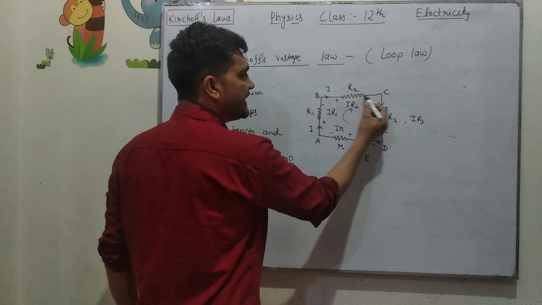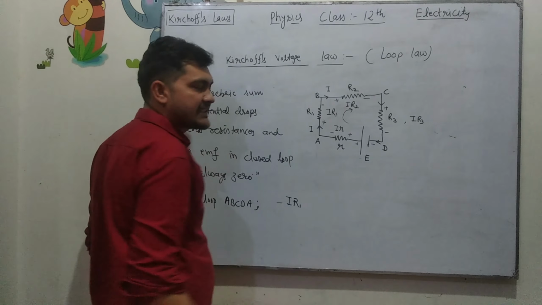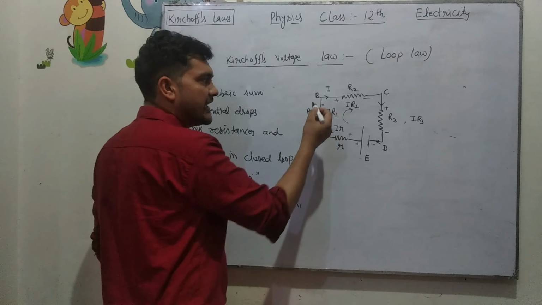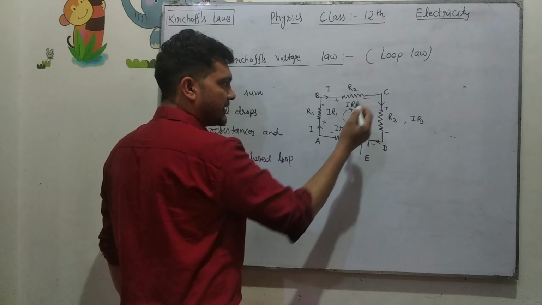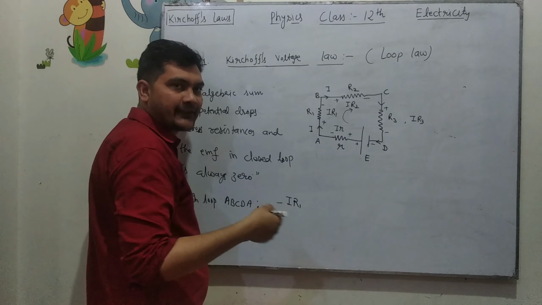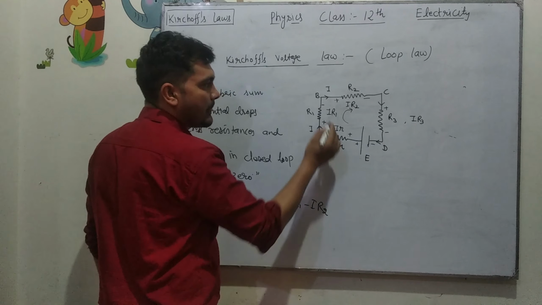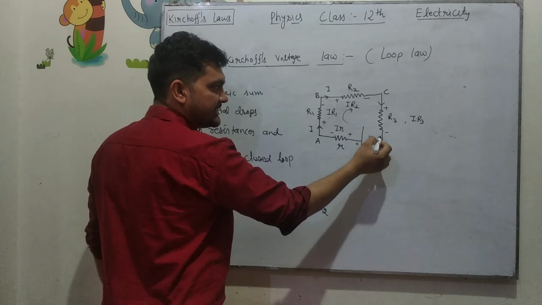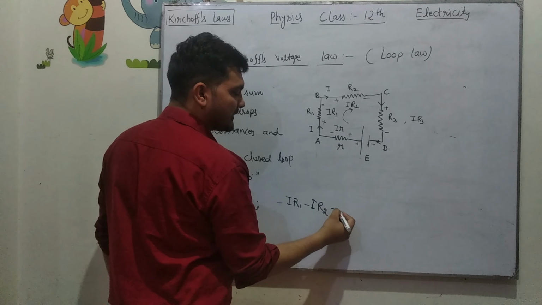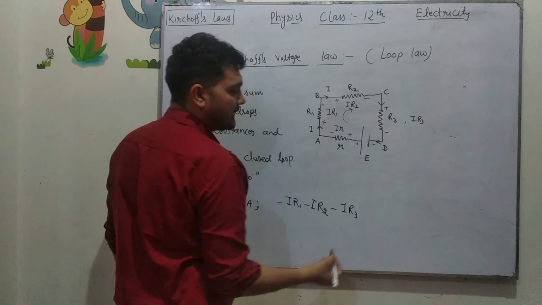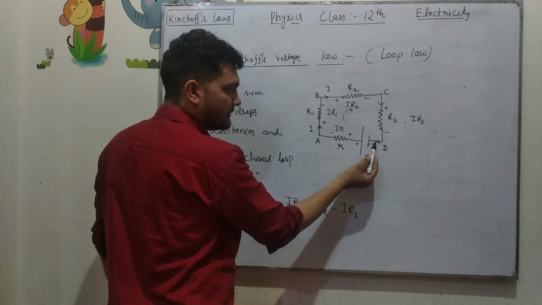Then move from B to C. Again you are moving in the direction of current, which means the voltage drops across this resistance. Then you write minus I multiplied by R2. Again you are moving in the direction of current, so there is a drop of potential, then minus I multiplied by R3.